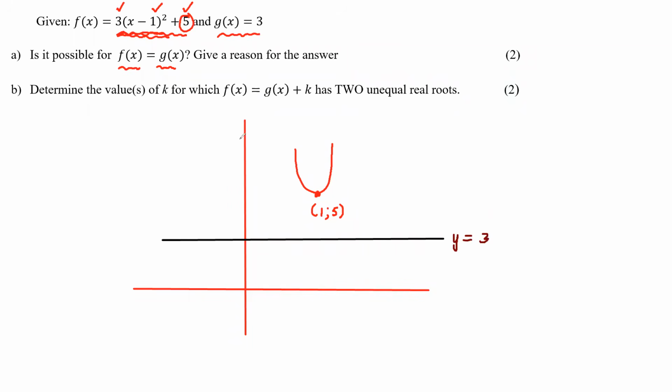Because for f of x to be equal to g of x, the graphs must be equal. So the graphs must intersect, but these ones will never intersect because in this case, the lowest value for your y value is 5. So to answer that, you would write: no, there will be no intersection between the graphs. The minimum value of f of x is 5. So it's impossible that these graphs intersect, so they cannot be equal. I hope you get that right and understand it.